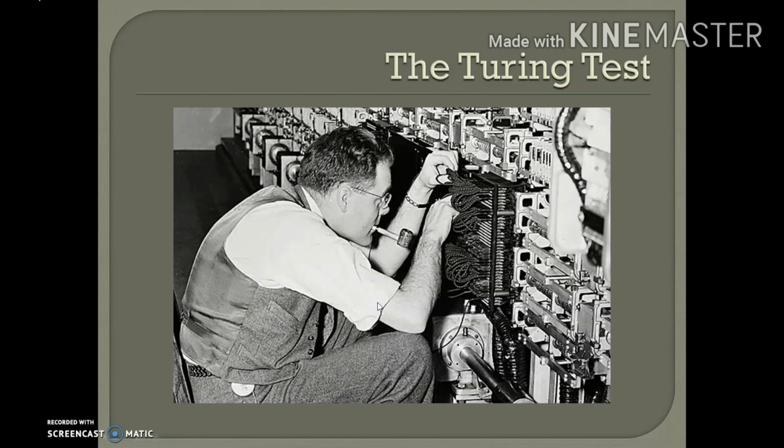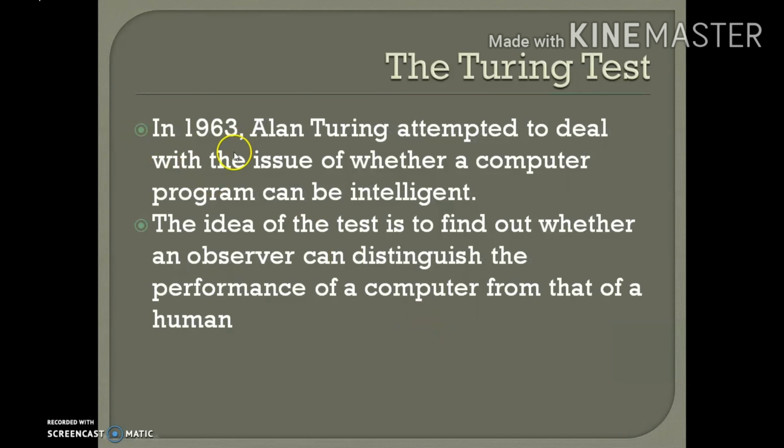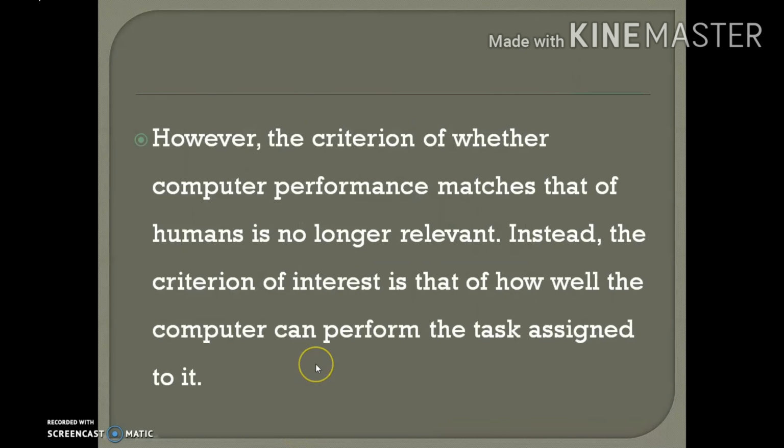Now, the Turing test. So this is Alan Turing. In 1963, Alan Turing attempted to deal with the issue of whether a computer program can be intelligent. This is the first serious attempt. And the idea of the test is to find out whether an observer can distinguish the performance of a computer from that of a human. However, the criterion of whether computer performance matches that of humans is no longer relevant. Instead, the criterion of interest is how well the computer can perform the task assigned to it.